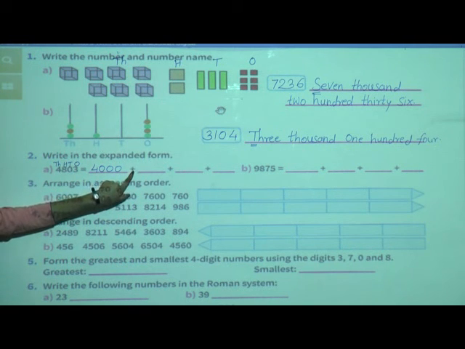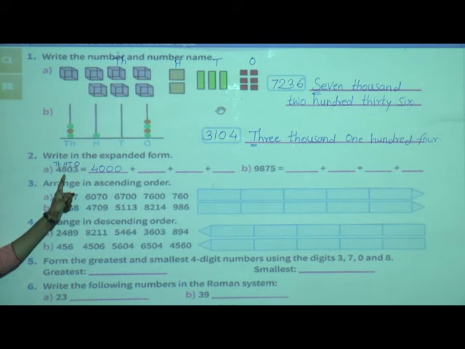Then we have to give the plus sign. Now see the hundreds place digit. At the hundreds place 8 is there. So what will be the place value of this 8? 800.